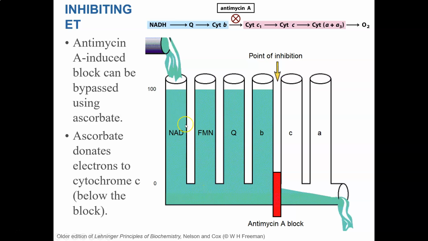Again, to continue the analogy, if the water pipes are full, all of the carriers ahead of the block would be reduced, but at least you'd be able to continue the flow if you added an artificial substrate that donates electrons past the block.